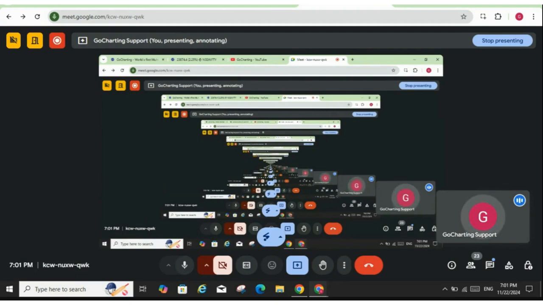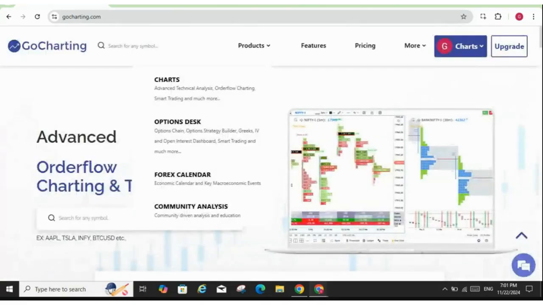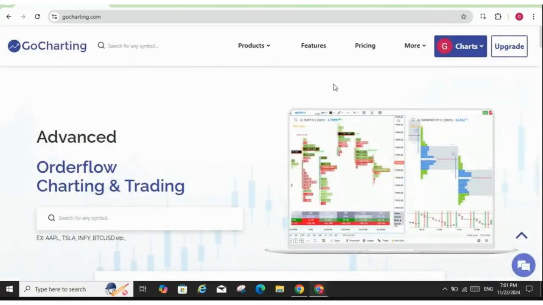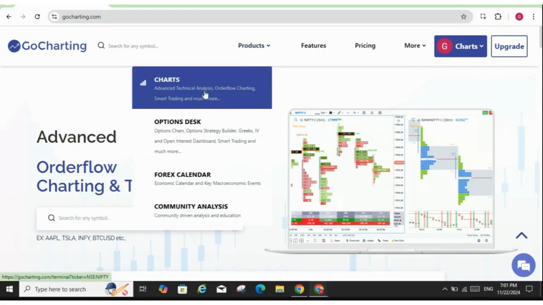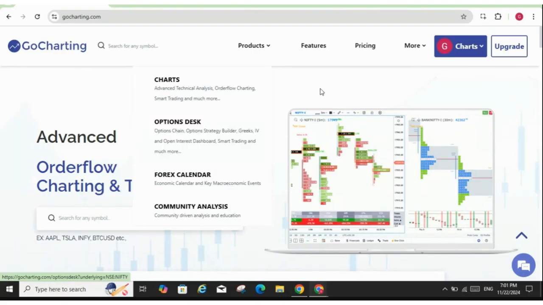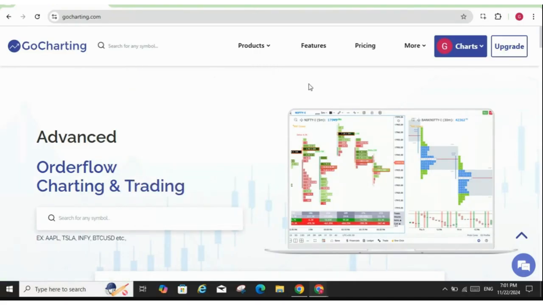So guys, let me introduce the Go Charting platform from the home page. If you open the Go Charting homepage, first of all, you will see the product section. Here we have mainly two products, that is charts and options desk. We'll talk about this in a while.